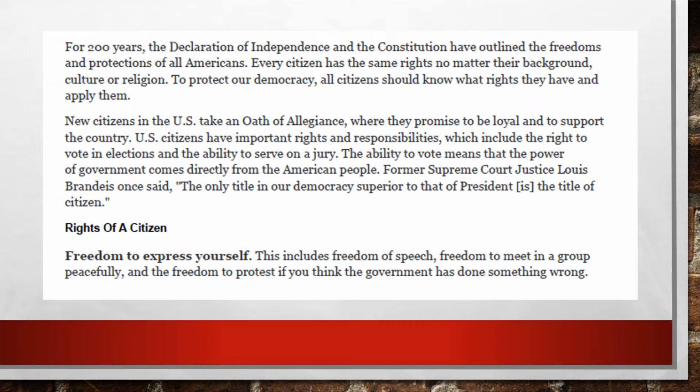Right of a citizen. Freedom to express yourself. This includes freedom of speech, freedom to meet in a group peacefully, and the freedom to protest if you think the government has done something wrong.